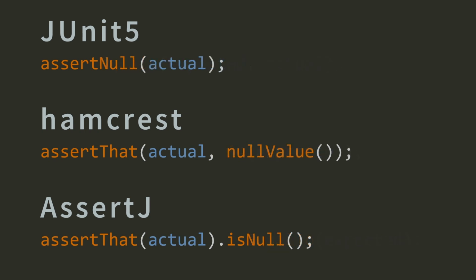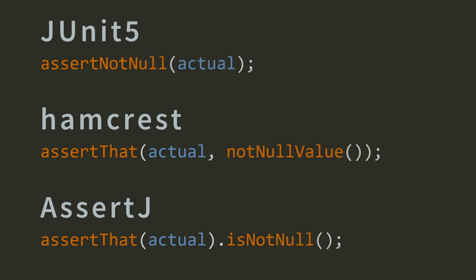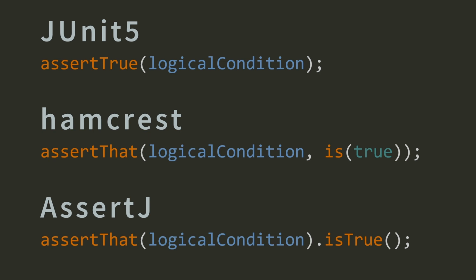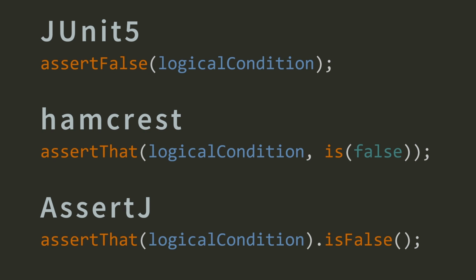Let's go to more examples. Here we see an example of null assertions. JUnit 5 is the most concise: assert null for the value. Hamcrest: assert that the actual value is the null value. And AssertJ: assert that actual, and then a function call, is null. Similar for not null. For true and false logical conditions, again, JUnit 5 is the most concise. Hamcrest: assert that the logical condition is true. AssertJ: assert that the logical condition, function call, is true. For false, it's very similar.